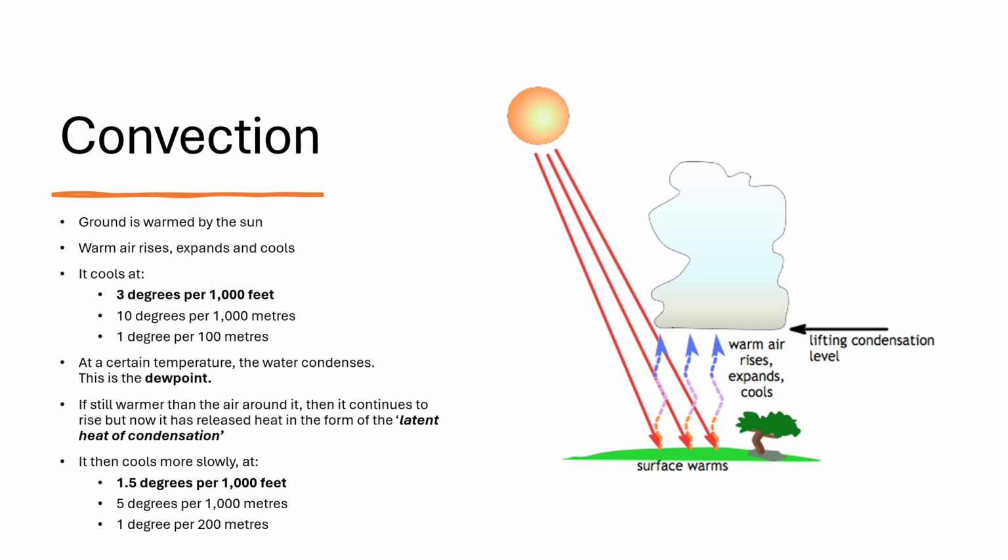As the parcel of air rises, it may reach a point where its temperature reaches the dew point, and the water vapour it contains condenses to form cloud. Cumulus clouds are formed in this way. The rate of cooling after the dew point has been reached and the air continues to rise is less, at around 1.5 degrees per 1,000 feet.